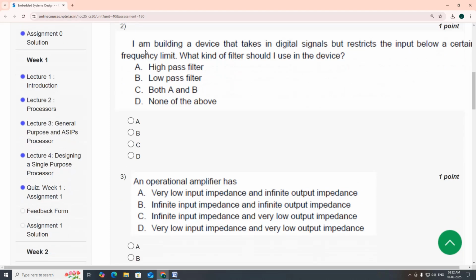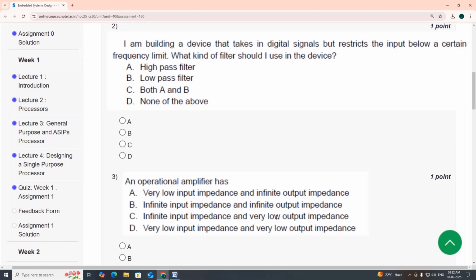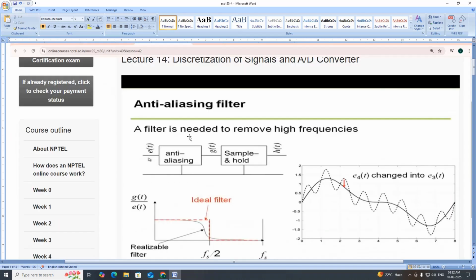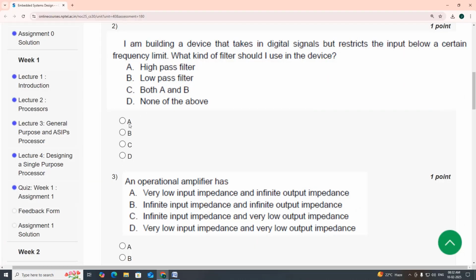Second question, I am building a device that takes in digital signals but restricts the input below a certain frequency limit. What kind of filter should I use in the device? So it is a low pass filter, anti-alias filter. You can see here anti-alias filter, low pass filter. Option B.